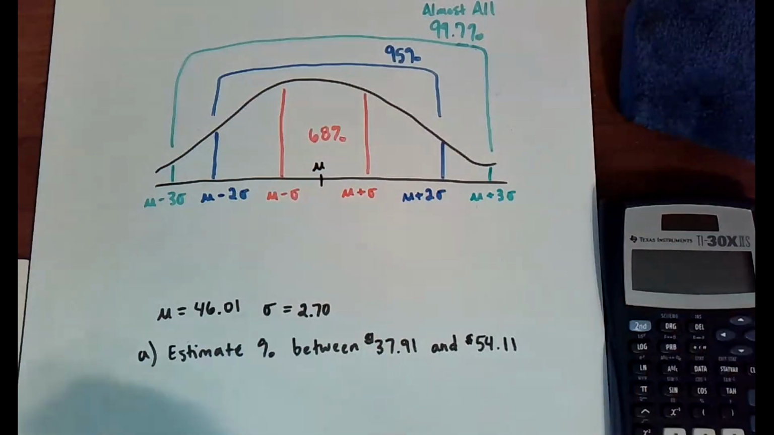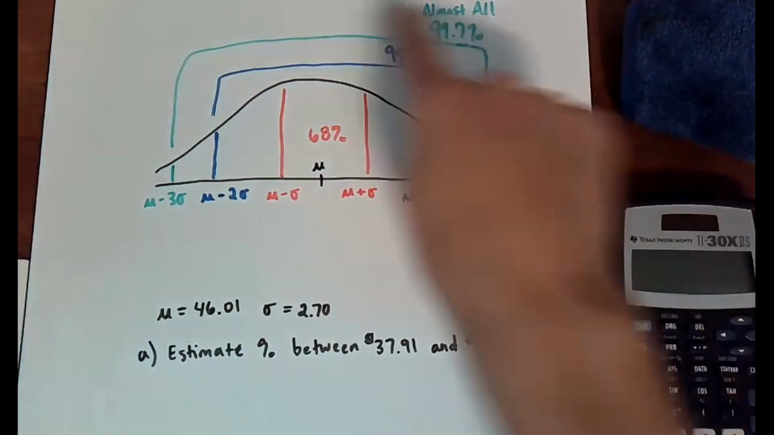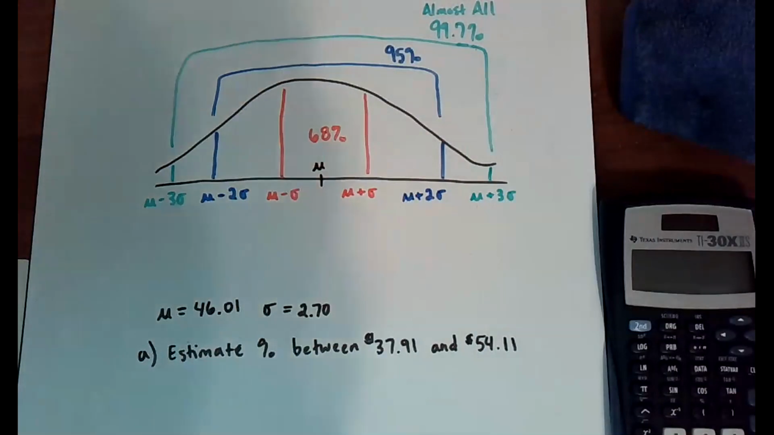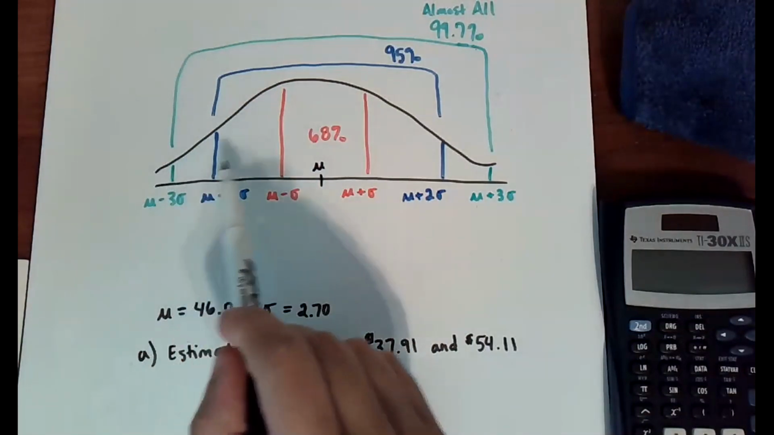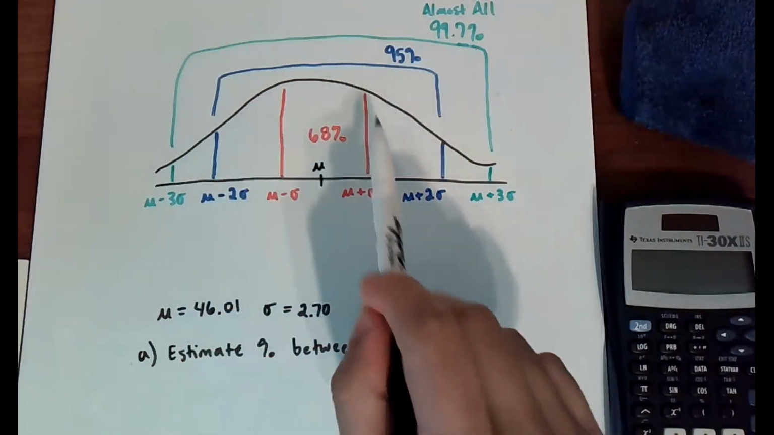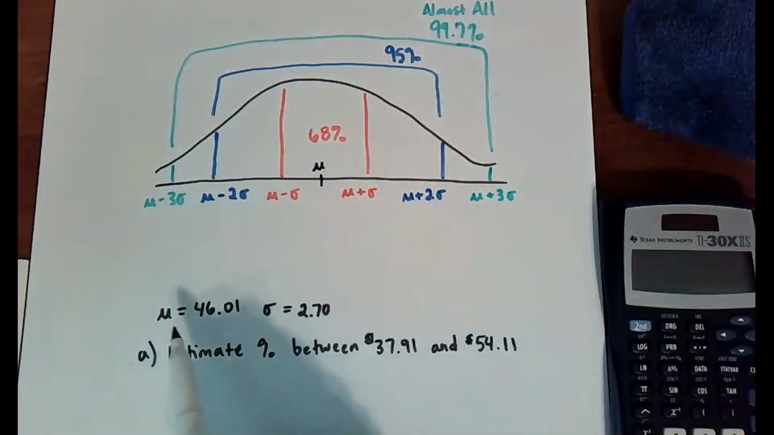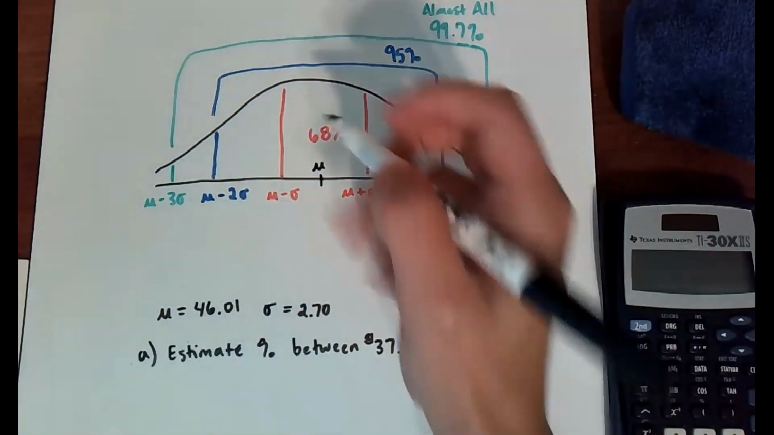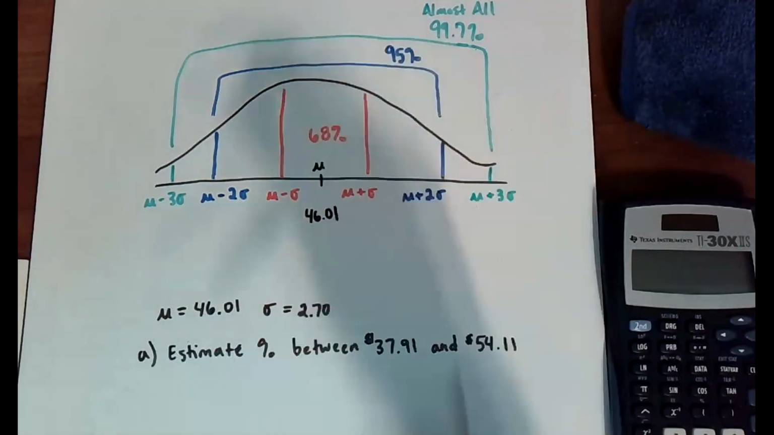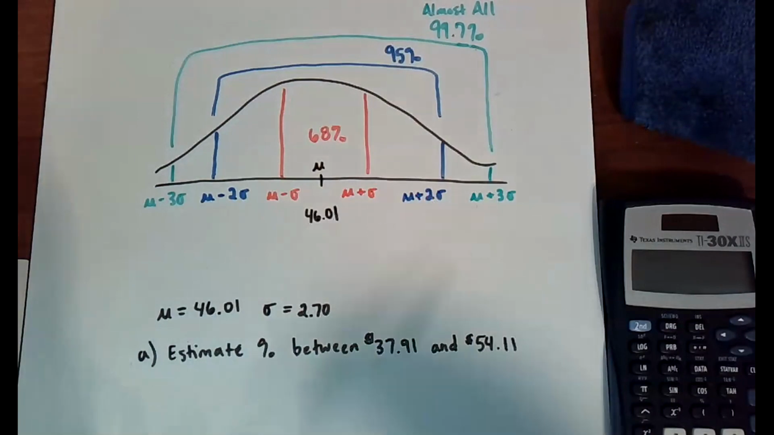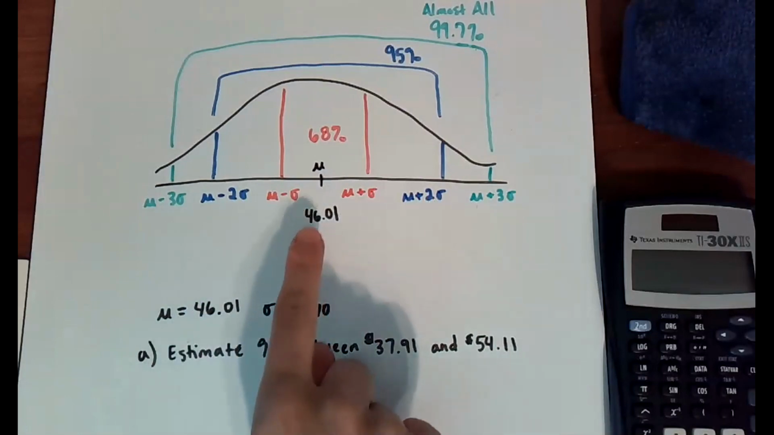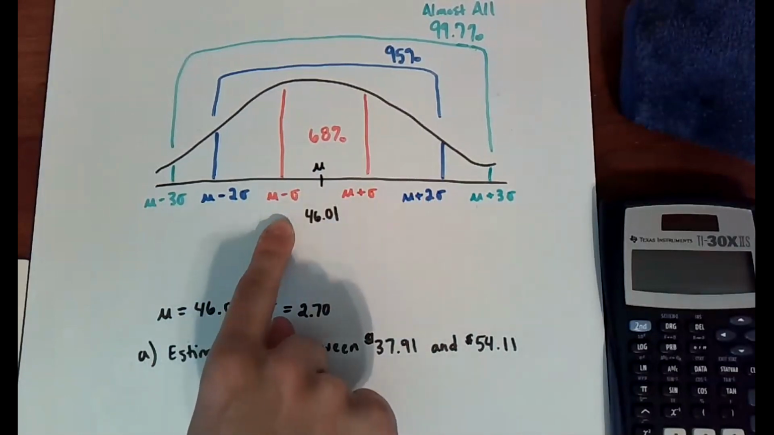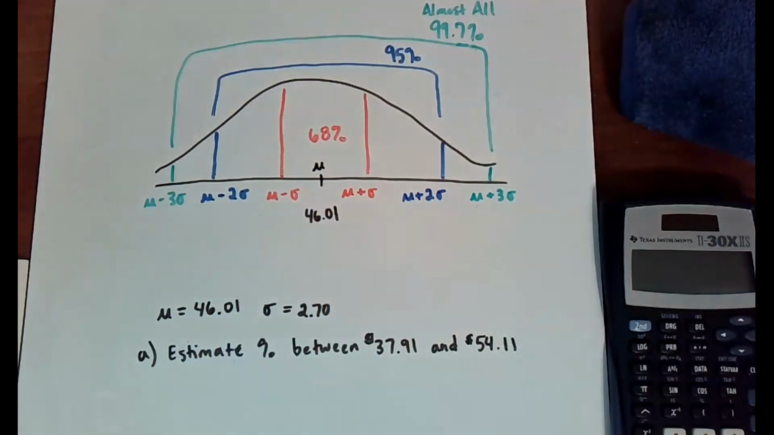Anytime you have an empirical rule problem, I advise that you draw this picture. You don't have to put the mu and the sigmas, but I do recommend that you put the percentages to remind you that this area belongs to 68%. We're going to begin with our mu, which is going to be in the middle. Within one standard deviation of our mean means I'm going to take my sigma and add it to my mean, which gives me the right side. Then I'm going to subtract that sigma from my mean to give me the left side.